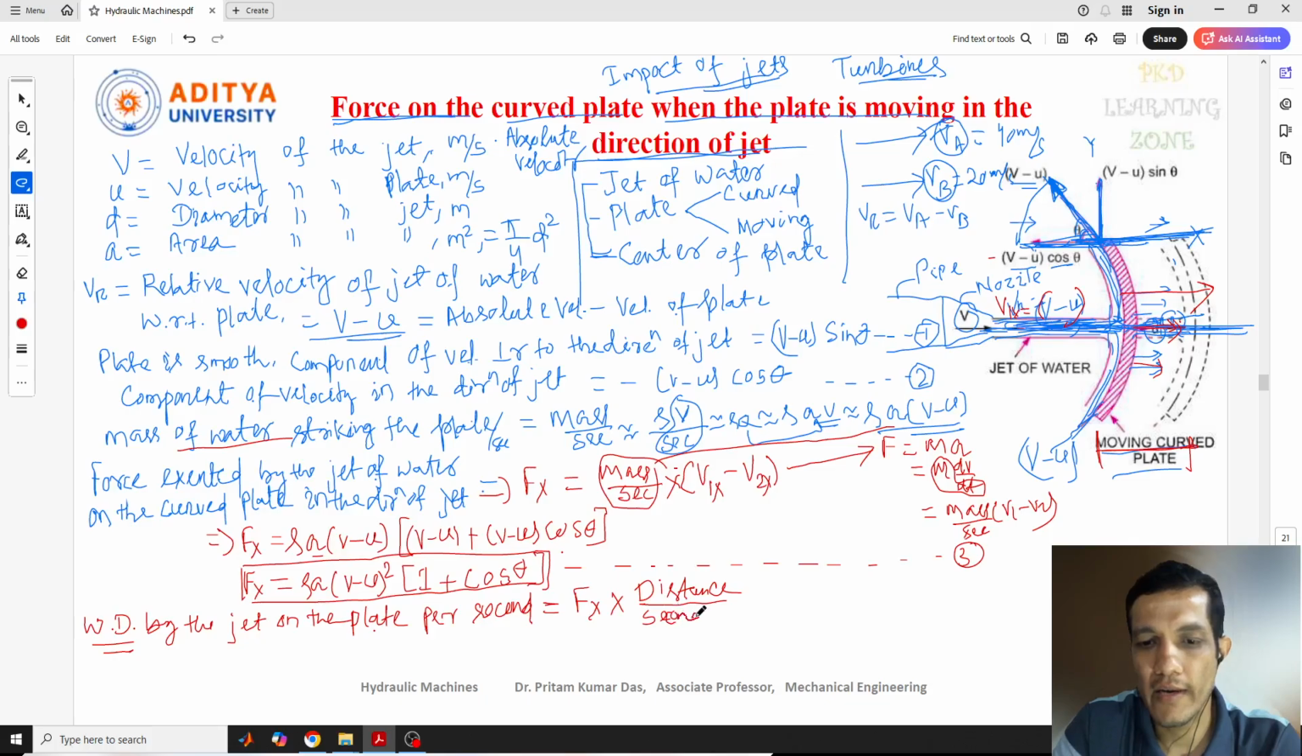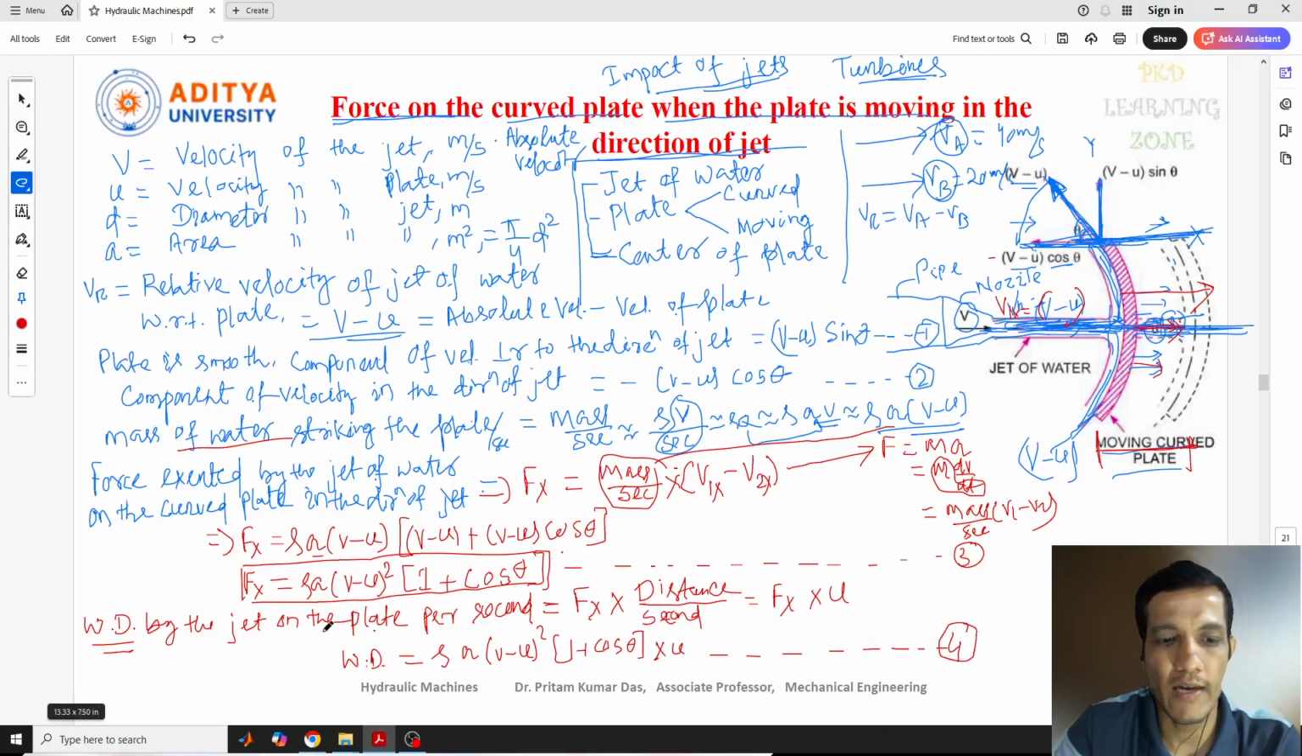Distance per unit time is nothing but velocity, and u is the velocity of the moving plate. So it is very simple for us. We can write the work done equal to the force equation: rho a (v minus u) squared, bracket 1 plus cos theta bracket close, into u. This is another equation, for the work done.